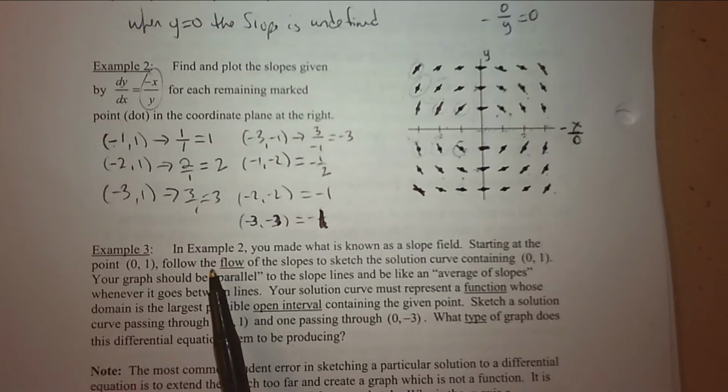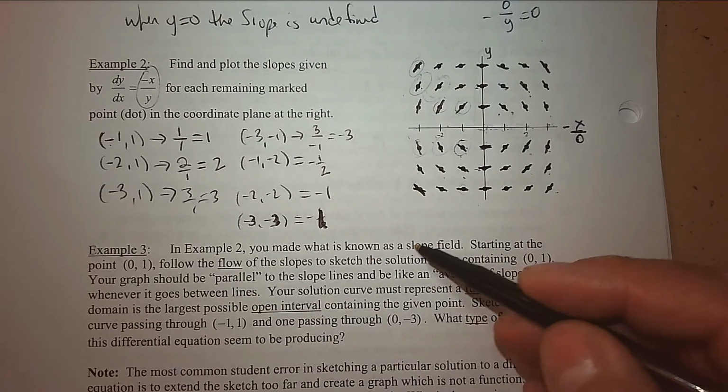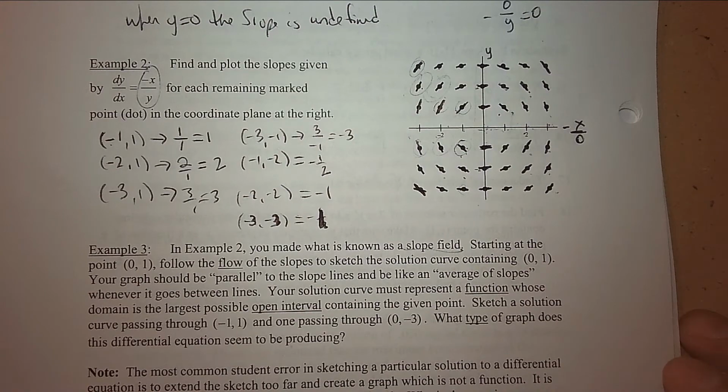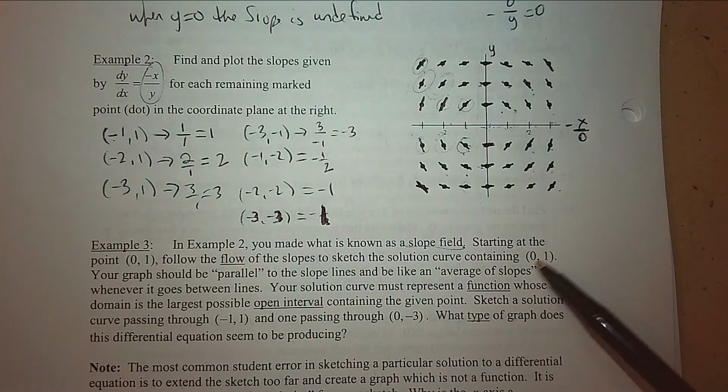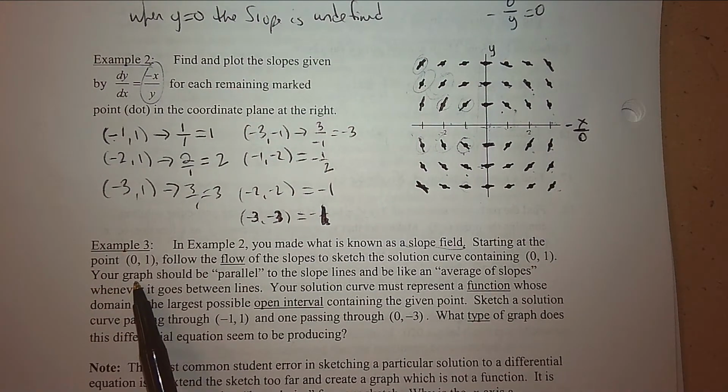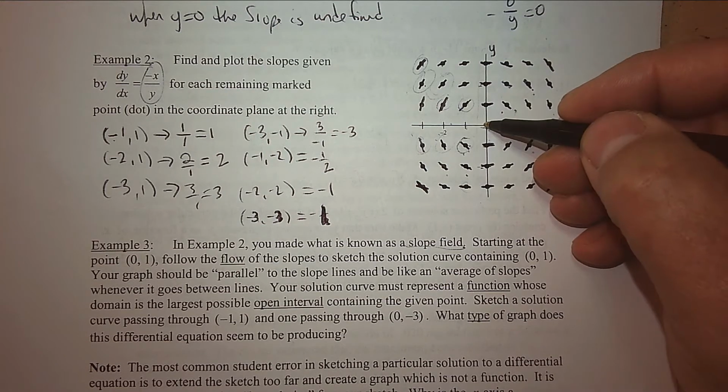In example 2, you made what is known as a slope field. Congratulations for doing your first slope field. Starting at point 0, 1. Do you know where point 0, 1 is?